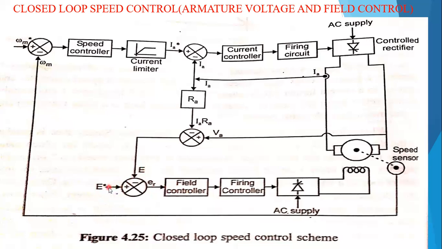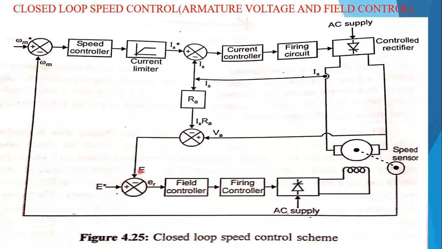The reference back EMF here is positive, no? E star minus E, the reference back EMF and the actual back EMF. Because of this difference, 85% to 95%, there is a large difference, so the error value E star minus E becomes large. For example, E star is 220 volts and E is 100 volts. What is the difference between these two?